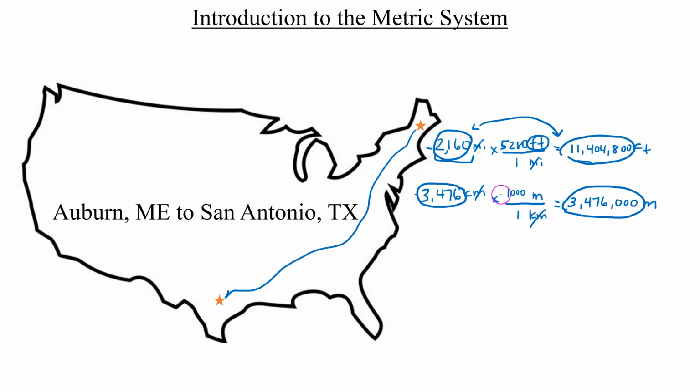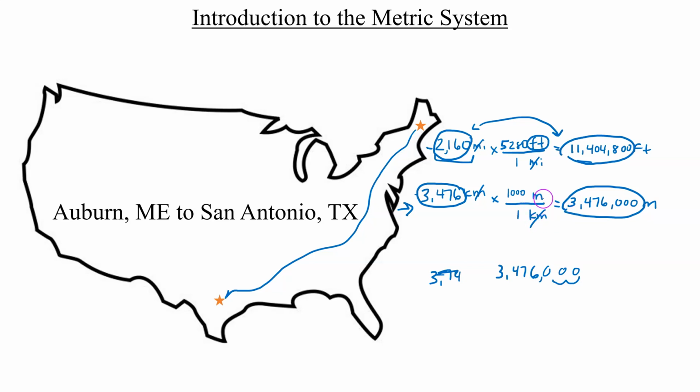So the really nice thing about the metric system, so the second example here, is that it's all based on tens. So what we're really doing is just taking a number, 3,476, and we're moving a decimal place. So our decimal place is here, we're moving it, in this case, 3 this way, and adding in zeros. So the metric system is all based on tens.